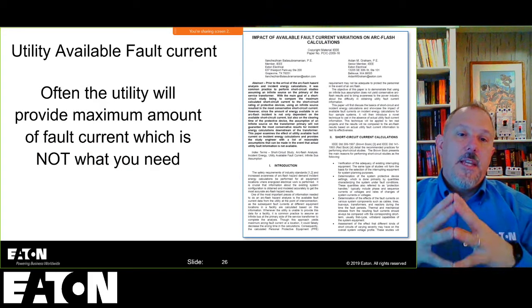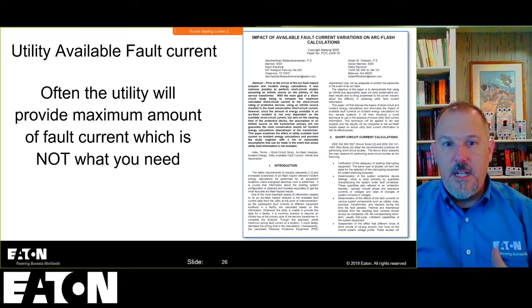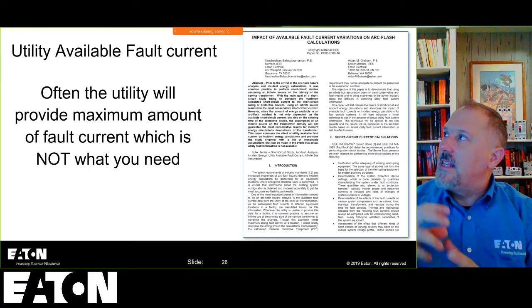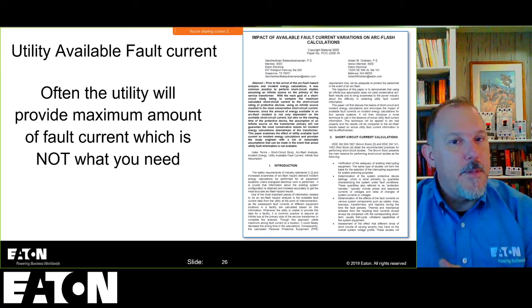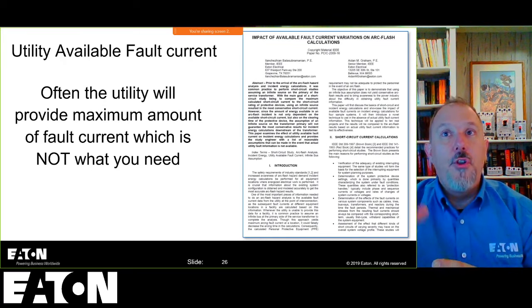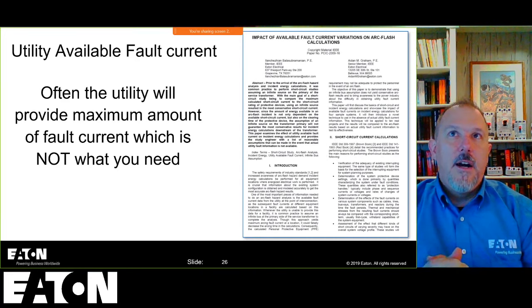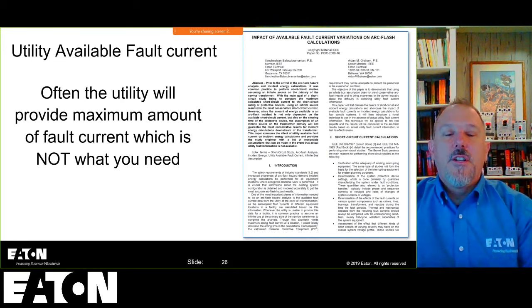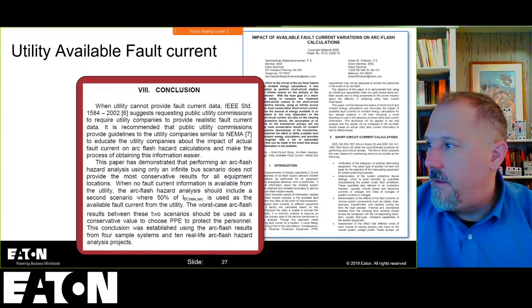Now, we talked about that utility current, remember? And we said that the utility is going to provide you that maximum amount of fault current, which is not really what you need. There was an IEEE paper done. The title of it is Impact of Available Fault Current Variations on Arc Flash Calculations. For the IEEE members out there, if you're an IAS member, you can download that from IEEE very easily.